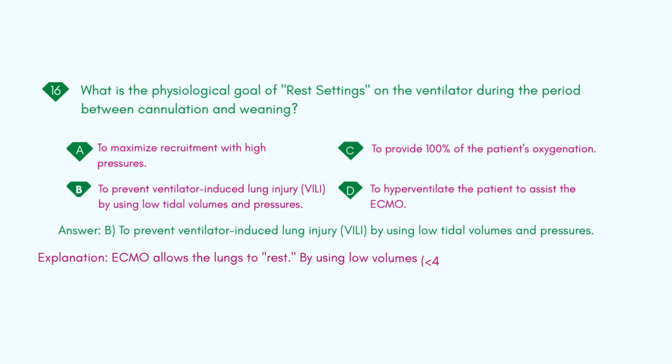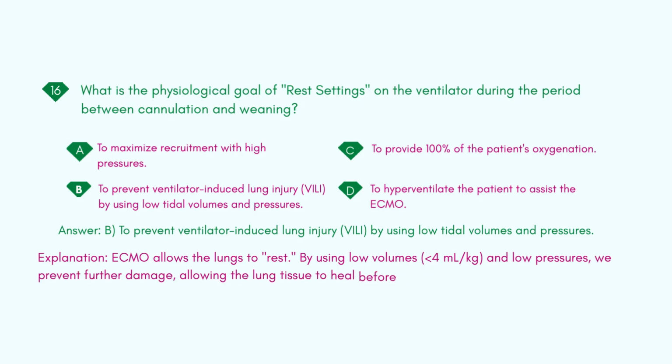Explanation: ECMO allows the lungs to rest. By using low volumes, less than 4 milliliters per kilogram, and low pressures, we prevent further damage, allowing the lung tissue to heal before weaning is attempted.